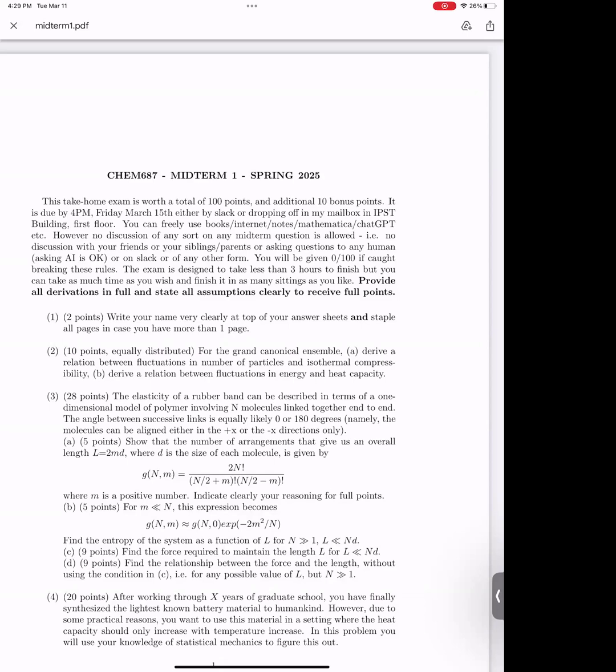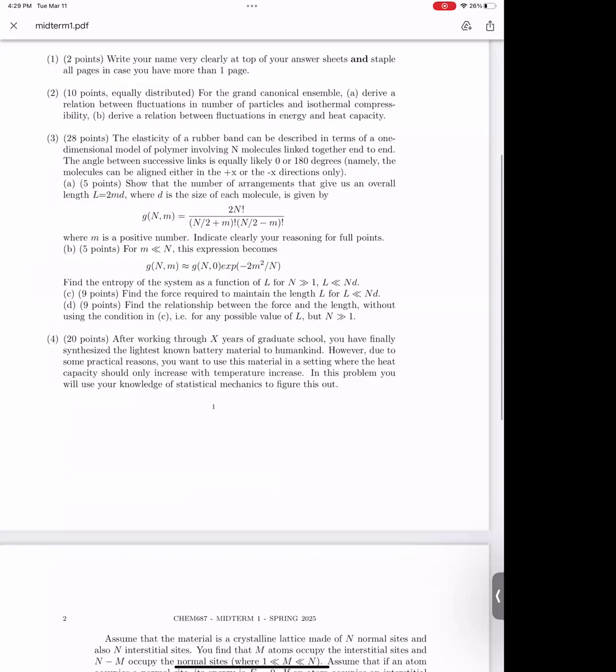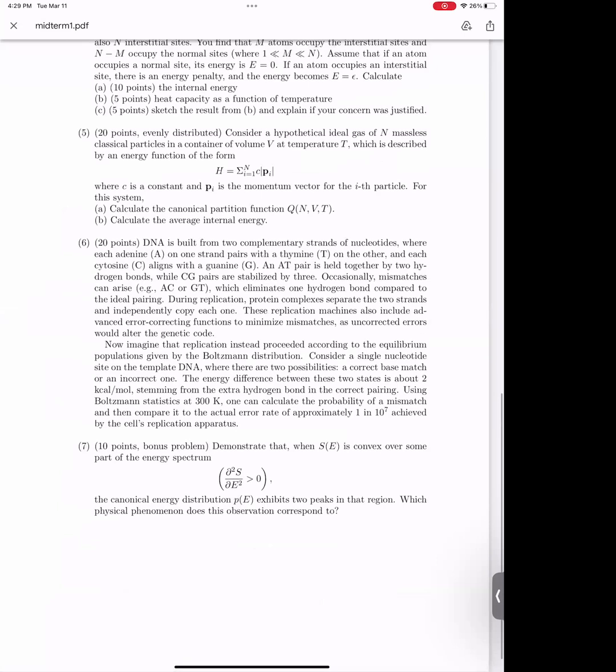So for the bonus question, it talks about the canonical energy distribution. Is that like the probability of finding the state or finding the system with that particular energy? I'll leave that for you. Okay. Yeah. Oh, you have to mute yourself. Sorry about that.